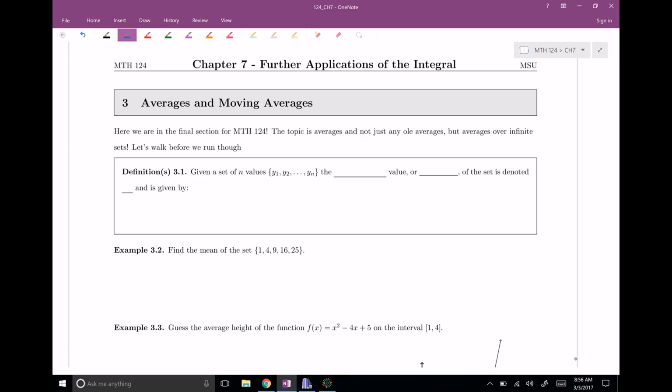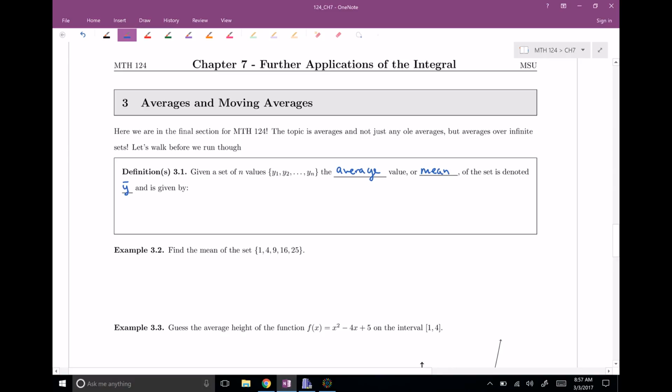So, before we get to that complicated bit, though, let's go back and review how to take the average over a finite set. So here we have a nice set of numbers. We have some y1, some y2, all the way up to, you can have as many values as you want, so n values I'm going to say. And then the average value, or sometimes this is referred to as the mean, or the mean value, of the set is denoted by this y with a little bar over it. So this is the average or the mean.